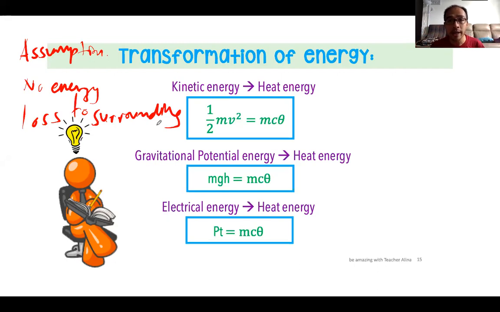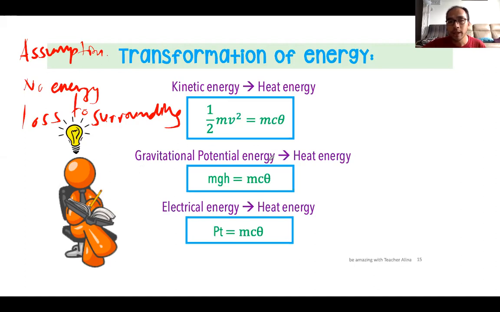Some of it is lost in sound energy, because we don't have that kind of technology yet, but there's no such thing as a silent car. So it's going to produce some sound. So there's all this loss of energy, and then the remaining energy goes into the kinetic energy. So when we talk about this transformation of energy, or whenever you do calculations that involve heat energy, you need to make this very important assumption, which is that there is no energy loss to surroundings. There is no energy loss to surroundings.